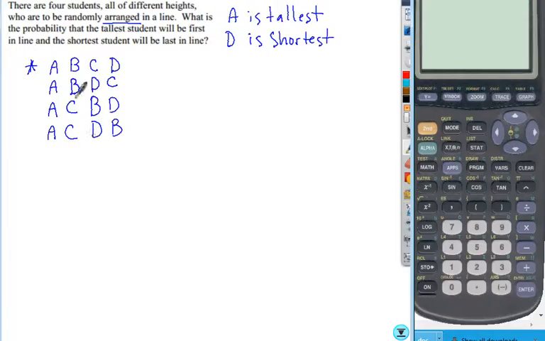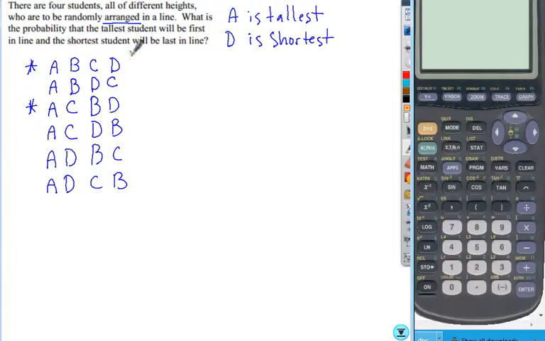So I've looked at all the ABs, I've looked at the 2 ACs, so let's see what happens if I start with A and then D. I could say ADBC or ADCB. Now in all of these cases, we've met that first requirement. A is the tallest and A is first. But this is the only one that has D, who is the shortest, last. So these are the only 2 ways that we can arrange the students where we have A first and D last.